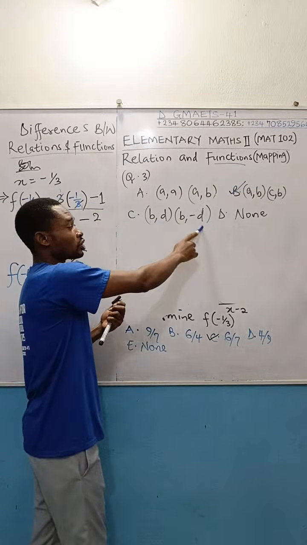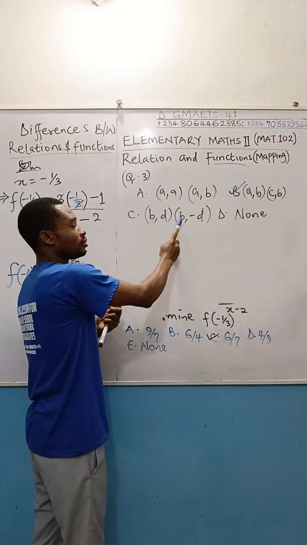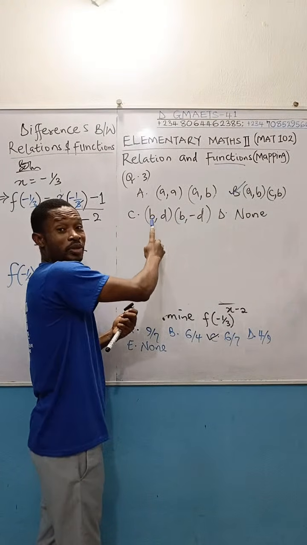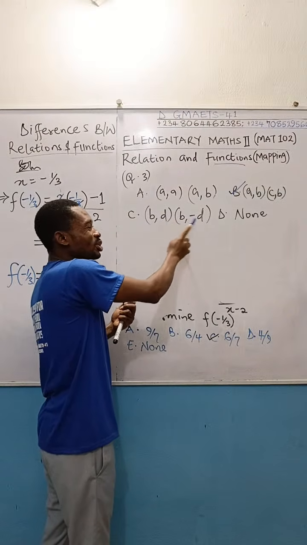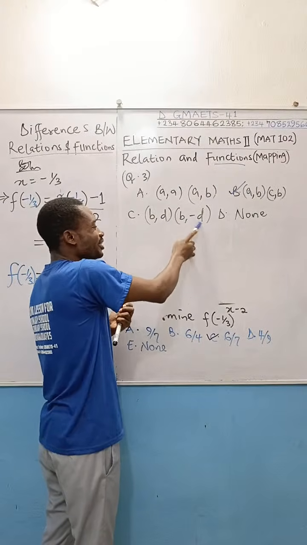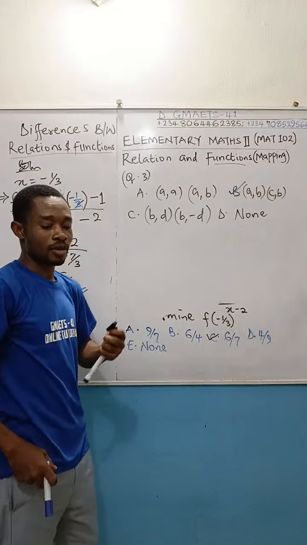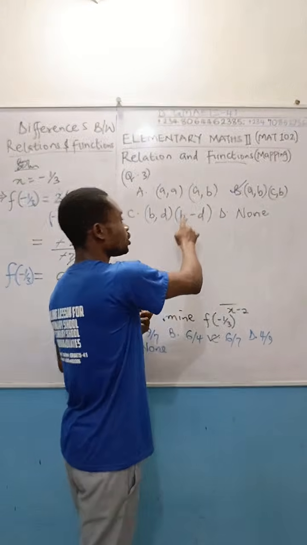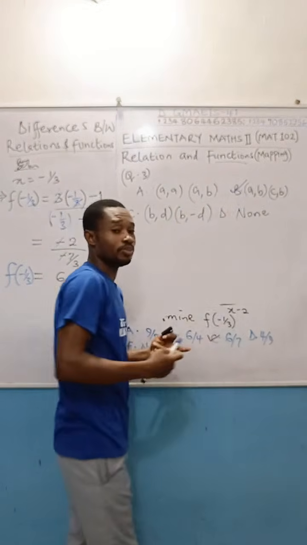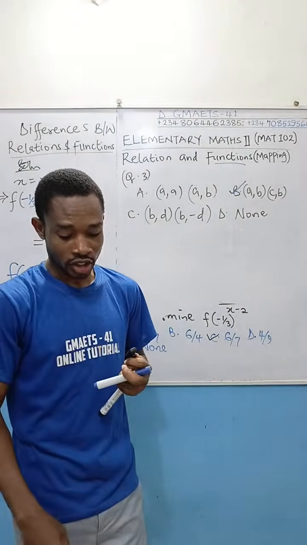This one is not a function. You can see it clearly. The same element of the domain is repeated, but then look at the codomain. The codomain differs. That's a different parent said to have the same, giving birth to the same child is not possible. So this is not a function. The correct function is B. So the relation in the question that is a function is B.